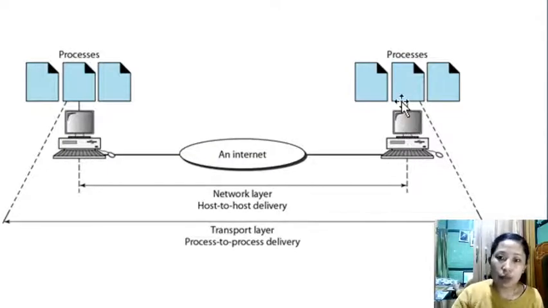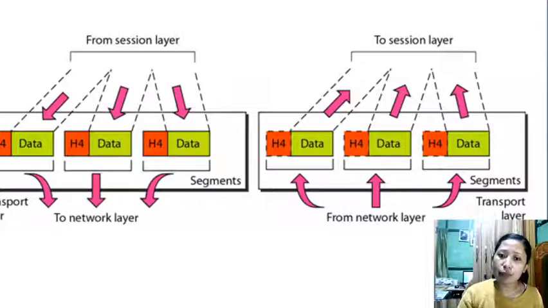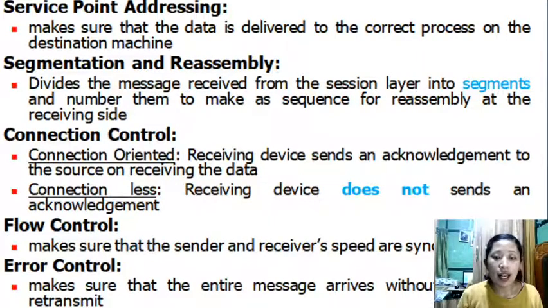Now each and every process will have a separate port, and to whichever process the message is destined, the message will be stored in the port of that process. So the port number will be used to identify a process, and the assignment of the port number will be done by the transport layer.